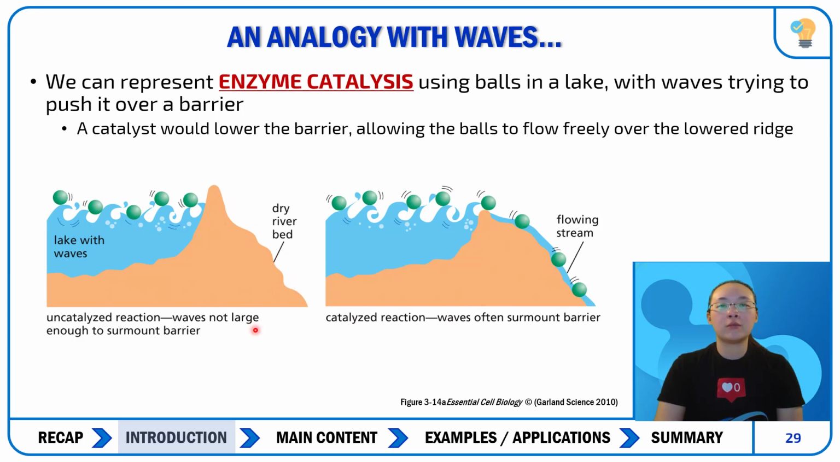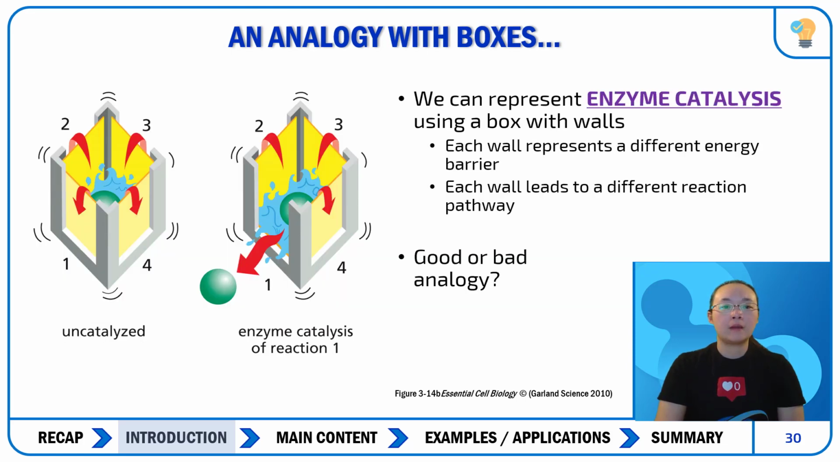So if we do have a catalyzed reaction, we'll be able to lower this barrier and allow a flowing stream to go through. So this one's a fairly basic model. Next, we have an analogy with boxes. So this takes a bit of getting used to, but you have this box with 1, 2, 3, 4 removable barriers, and each wall represents a different energy barrier, leading to a different reaction pathway. So we'll see a little bit more of that pathway in the next slide.